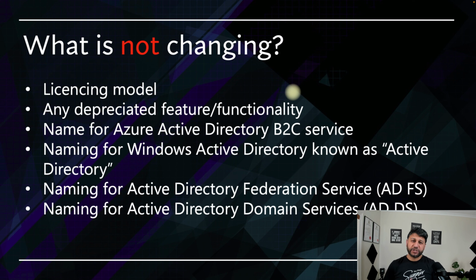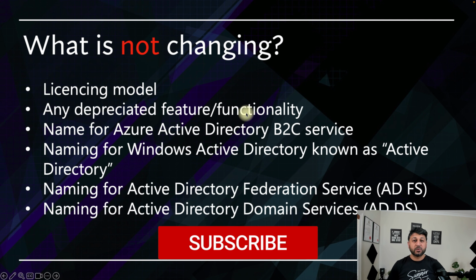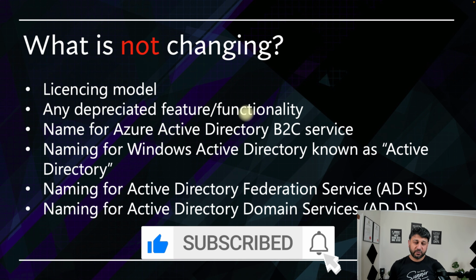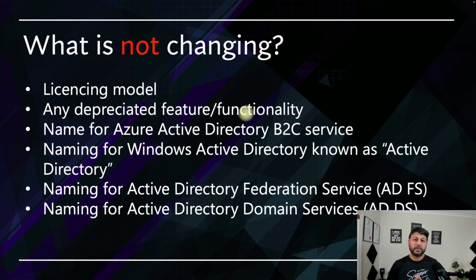Now, what is not changing? The licensing model is not going to change. You will have the same sort of licensing. As I said earlier, it's just a name change. Any deprecated features, functionalities, or services in the Microsoft 365 space, there is no change for those services. They will remain the same because they're already deprecated. The name of the Azure Active Directory B2C service is not going to change. That will still be called Azure Active Directory B2C service.